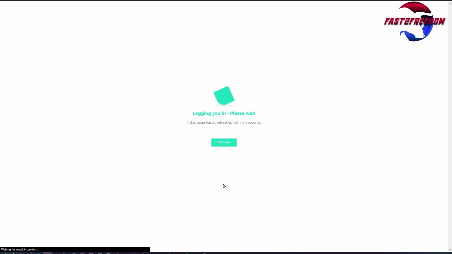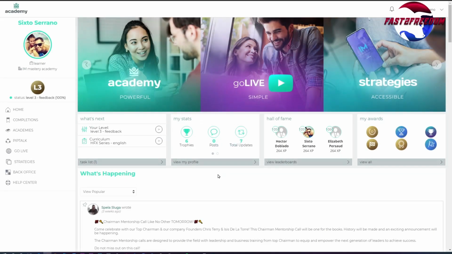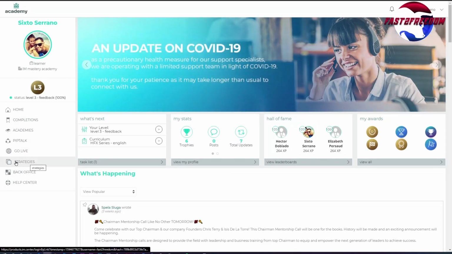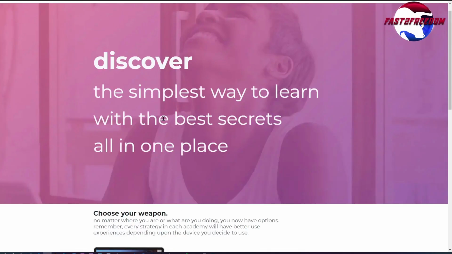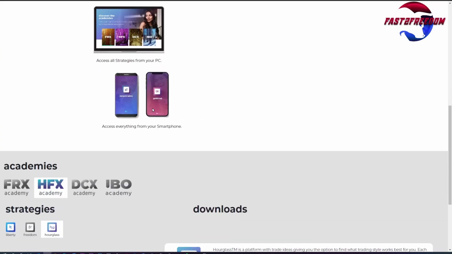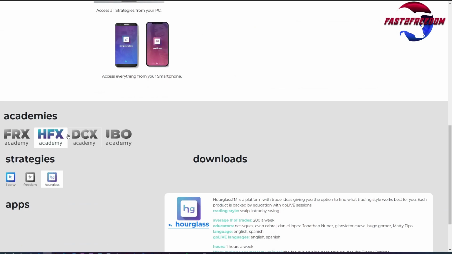Wait for your website to load, obviously. Then once it's done loading, you want to go to the left-hand side of your menu bar, click on Strategies, and your Academy products on the I Am Academy will open up this window. Okay, so you're going to go ahead and scroll down, and the package that you have will be highlighted.